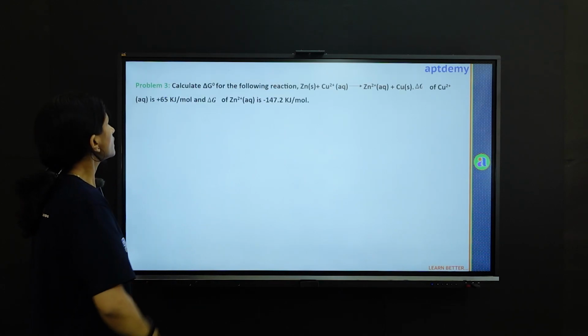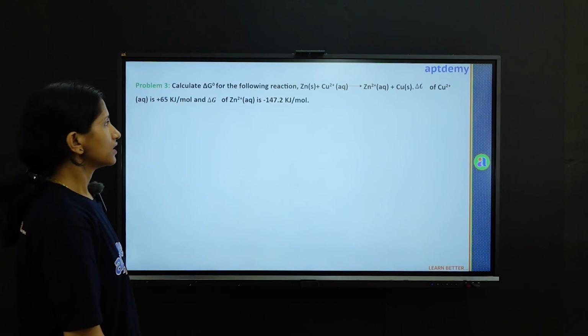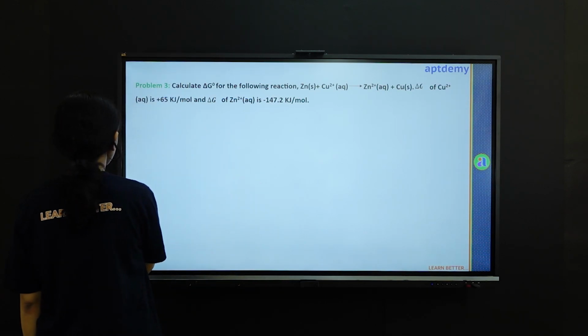Very simple. Now problem 3 is asking to calculate delta G0 for the following reaction. So this reaction is given here.